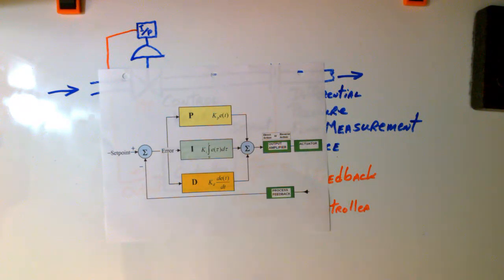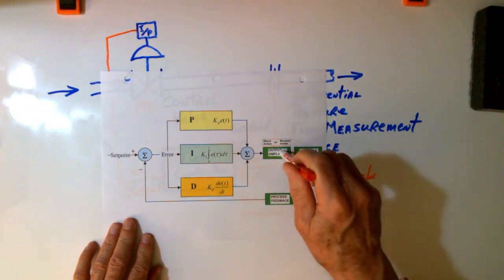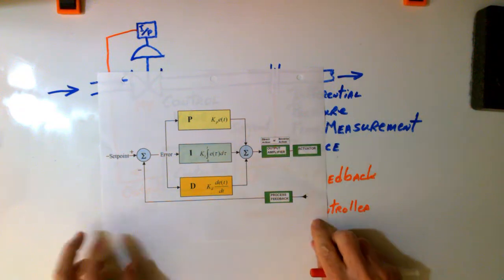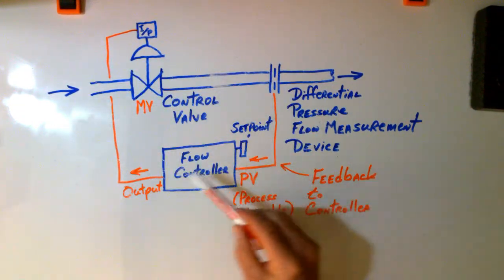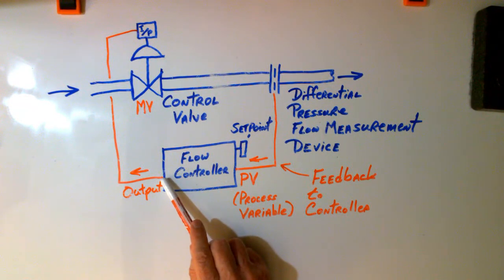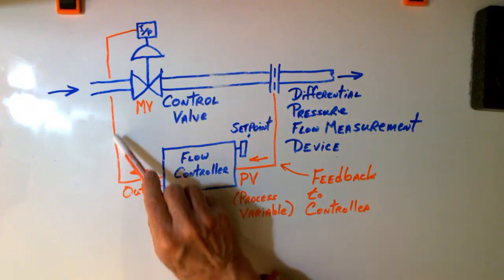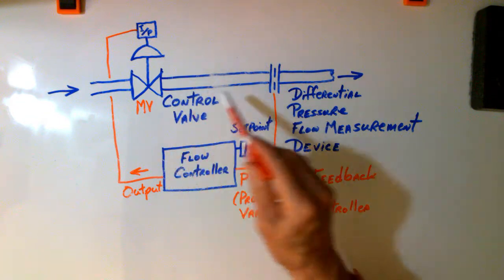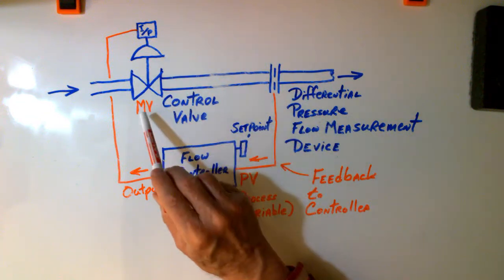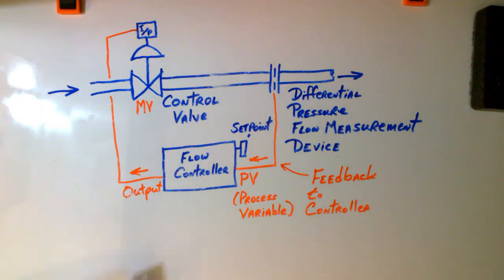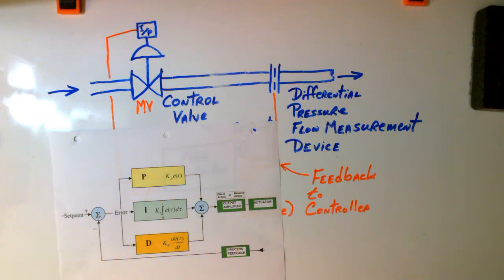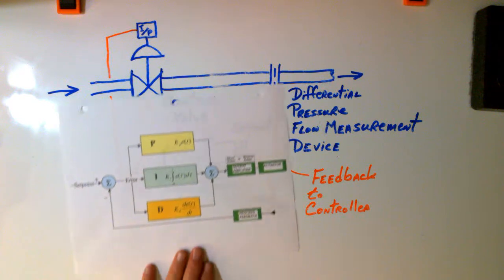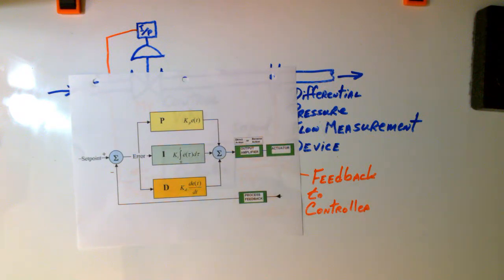Okay. And then we had the output amplifier from the controller. The output amplifier sends a signal out and back to the controlling device, which is a control valve for what we're looking at. So this is the manipulated variable. Okay, so that's what it looks like in schematic form.